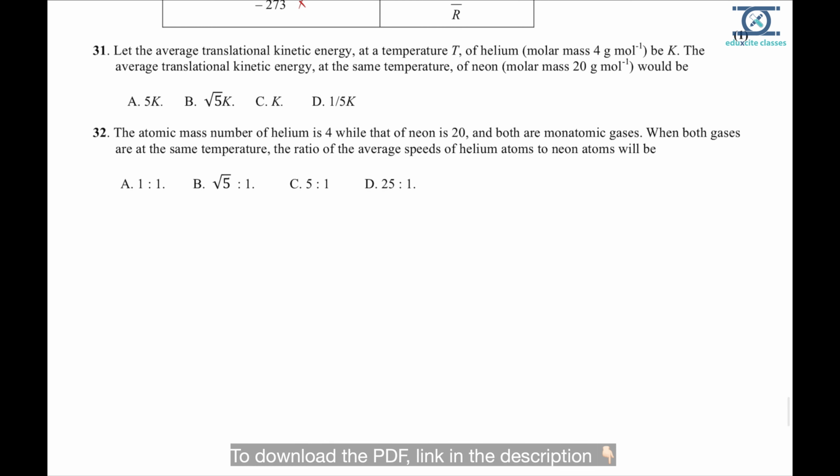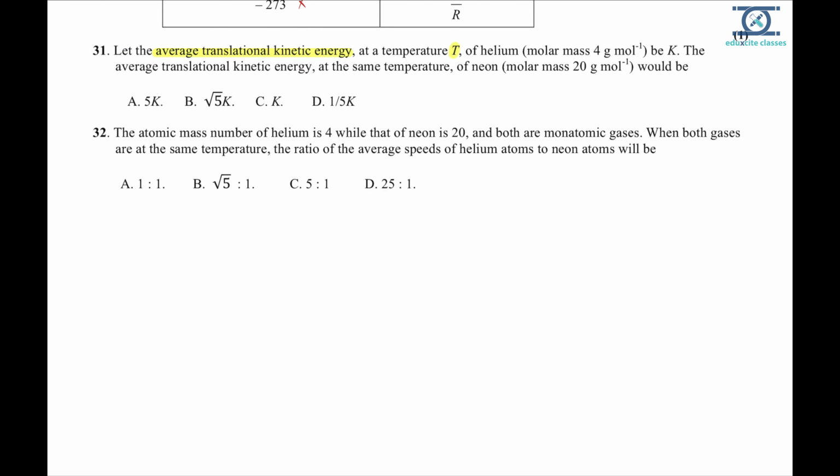Now 31 and 32 are very good questions. Question 31 asks about the average translational kinetic energy at temperature T of helium, whose molar mass is given, and the average translational kinetic energy at the same temperature of neon. Now we know that the average kinetic energy depends on temperature. If temperature is constant, kinetic energy will also be the same. So option C is the right answer.